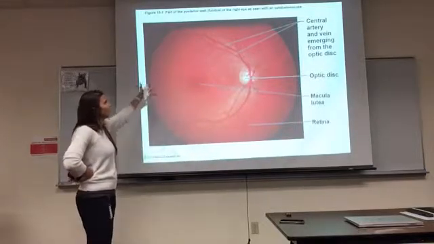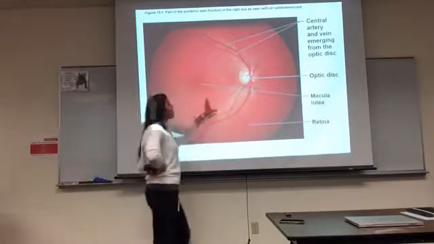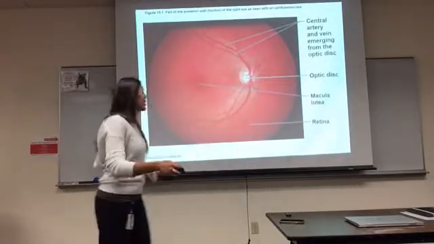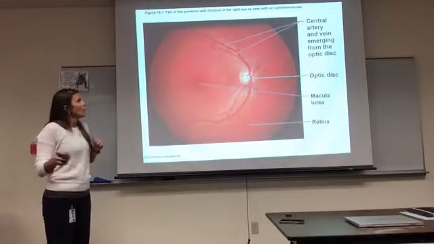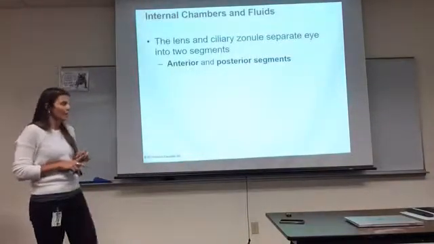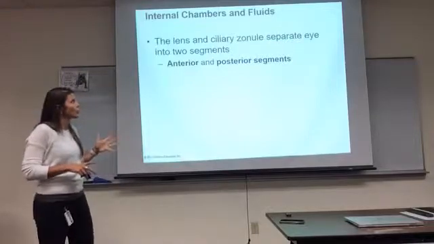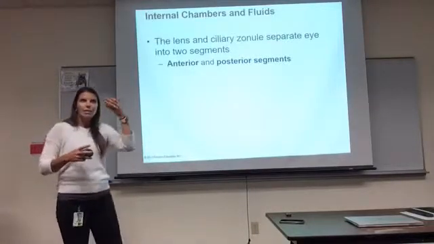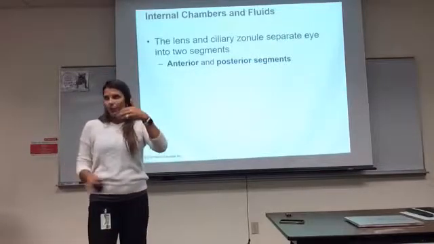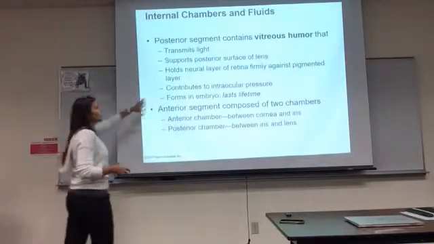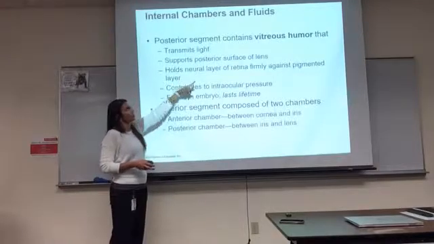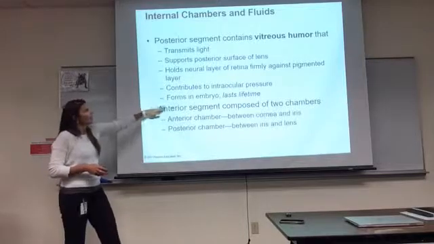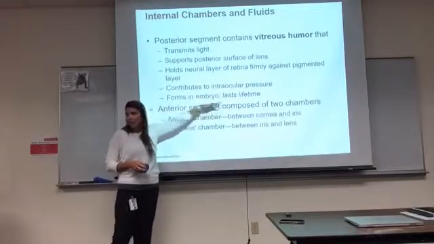You can clearly see the vessels, and all of these vessels will collectively go back into the middle of that optic nerve and back to our brain. All right, the internal chambers and the fluids, and I mentioned this, but here it is all in words. So your eye has the posterior segment and the anterior segment. That's where we're starting. The posterior segment is filled with vitreous humor, and that vitreous humor forms in the embryo and lasts your entire life.